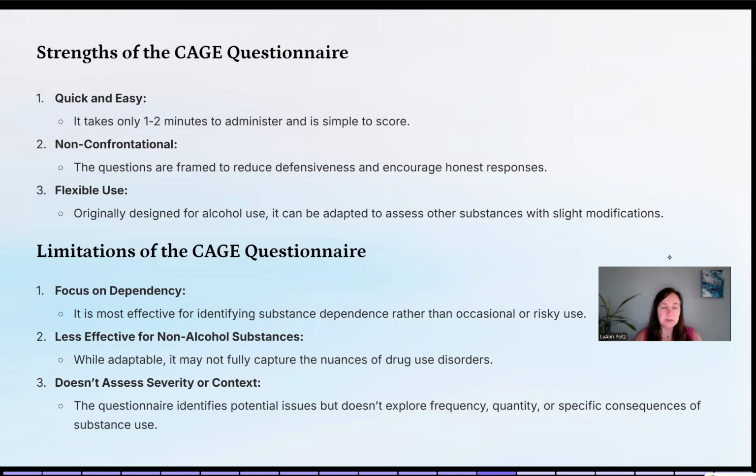The limitations, though, focus on dependency. It is most effective for identifying substance dependence rather than occasional or risky use. It's less effective for non-alcoholic substances. While adaptable, it may not fully capture the nuance of drug use disorders. And it doesn't assess severity or context. So the questionnaire identifies potential issues, but doesn't explore frequency, quantity, or specific consequences of substance use.